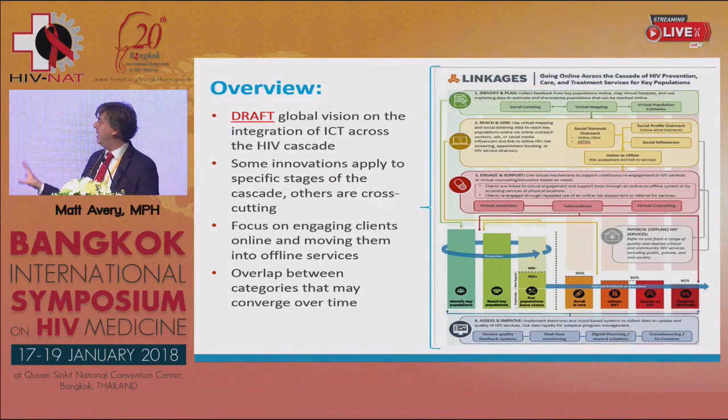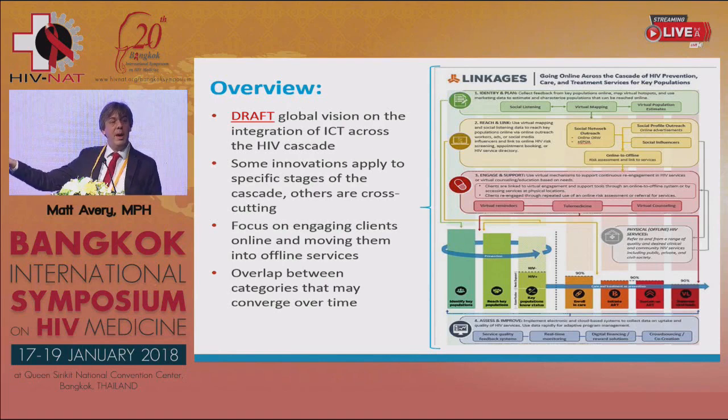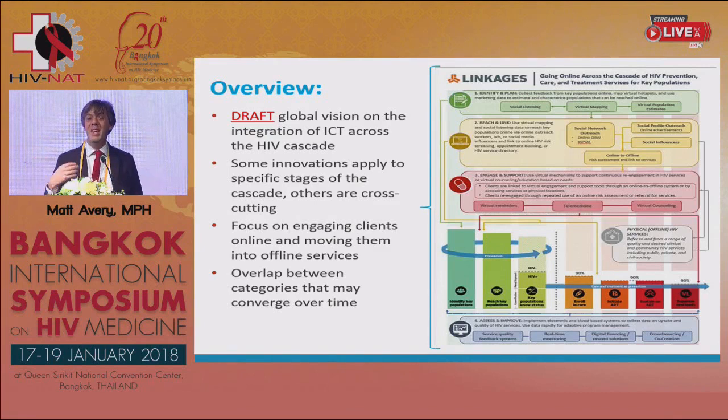But this is an attempt to look at the cascade and to present a typology of ICT innovations and ICT models that apply to different stages of the cascade, or in some cases across the entire cascade. Broadly speaking, we're looking at how you use ICT to better identify members of your target population and plan appropriate interventions for those populations. We're looking at models that help us to better reach those populations and link them into services. We're looking at models that help us to better engage with populations once we have had that initial reach and contact with them, and how to better retain them over time and offer the support that they need.